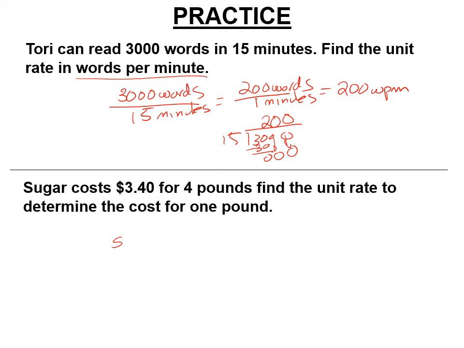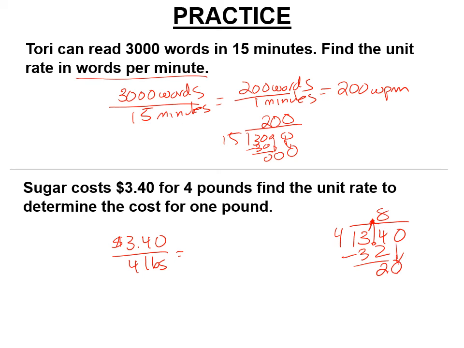Sugar costs $3.40 for 4 pounds. Find the unit rate. So we're going to do our division. 4 doesn't go into 3. Decimal straight up. 4 into 34 goes 8 times. 4 times 8 is 32. Remainder 2. Bring down the 0. 4 into 20 goes 5 times. And so it's 85 cents for 1 pound, or 85 cents per pound. Okay.